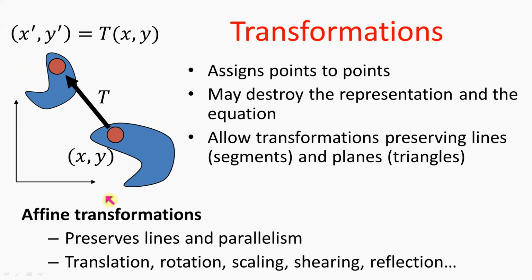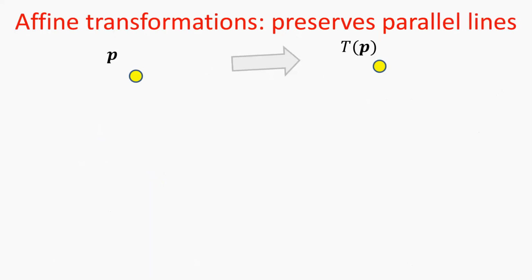Such transformations that map lines to lines and preserve parallelism as well are called affine transformations. This is a very important group of transformations because all really important practical transformations belong to this category. For example, the translation. Obviously, if we translate a line, we will get a line. If we translate two parallel lines, the result will be again two parallel lines. The same applies for rotation, scaling, shearing, reflection, etc. So our first target is the set of affine transformations.